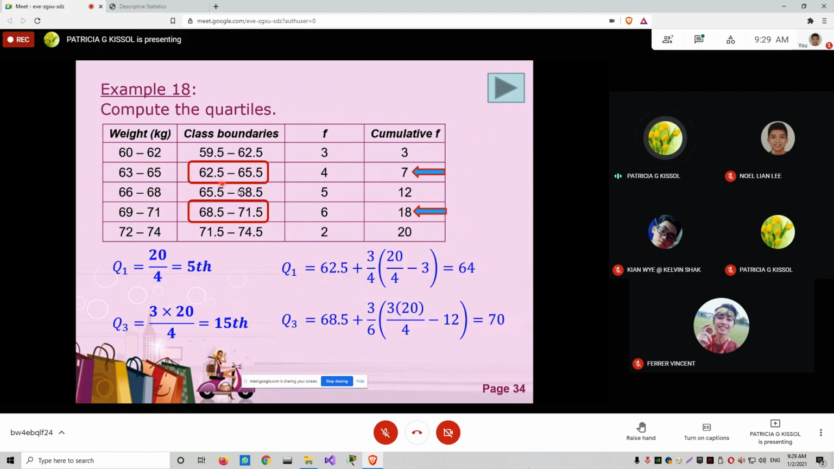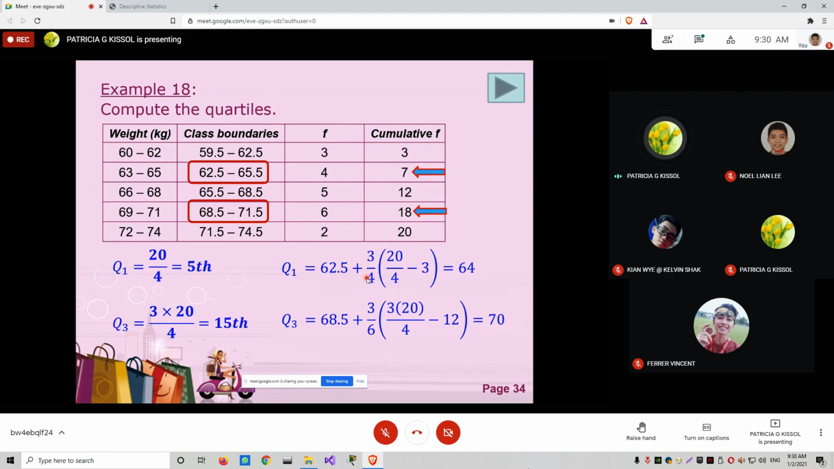So what you do is notice the Q1. 62.5 is the LM. 3 is the class size. 63, 65. If you minus 65 to 63, you get 2, isn't it? But actually, it's 3, because when we have a gap, 62 and 63 here, we must use the 0.5, right? So 65.5 minus 62.5 is the value of 3. That's why the class size is 3.